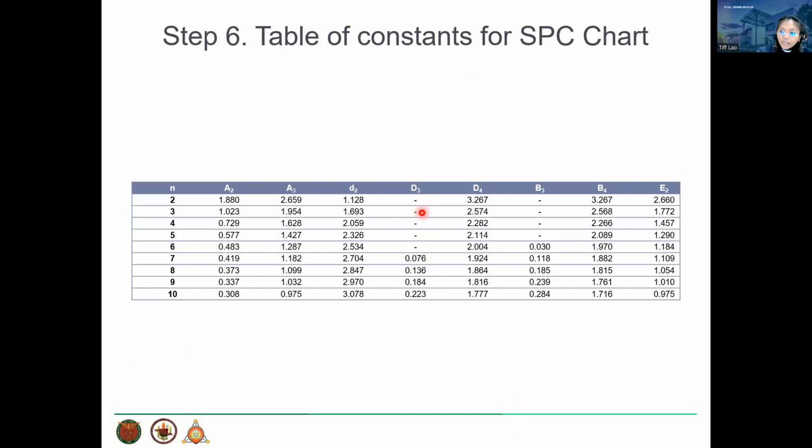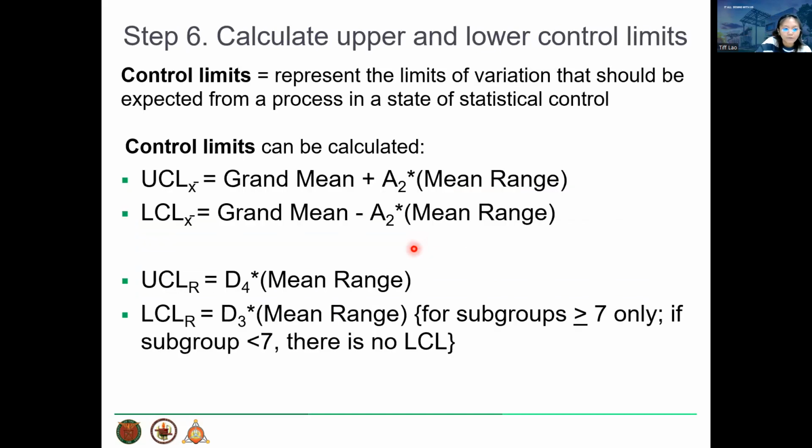As you can see, wala kang values sa less than 7, diba? Meaning, kapag yung observations mo ay less than 7, for example yung problem natin ngayon, 0 yan. 0 times the mean range, 0. So wala kang lower limit for the range chart. Claro?